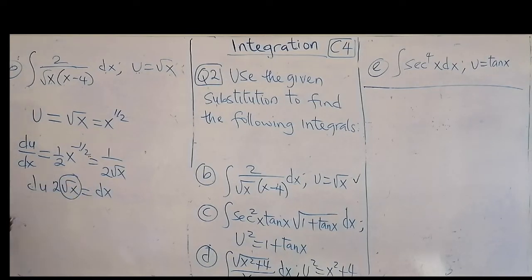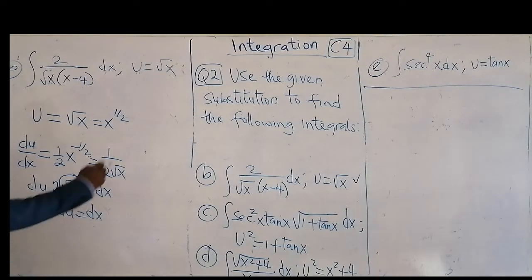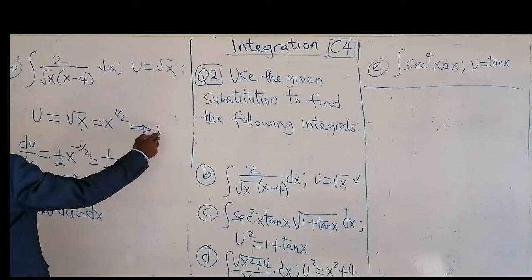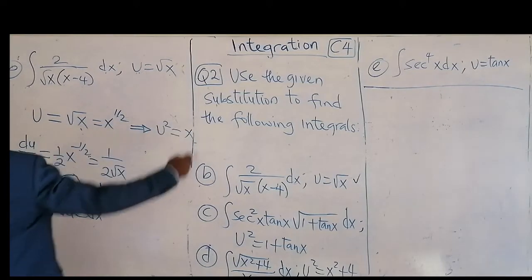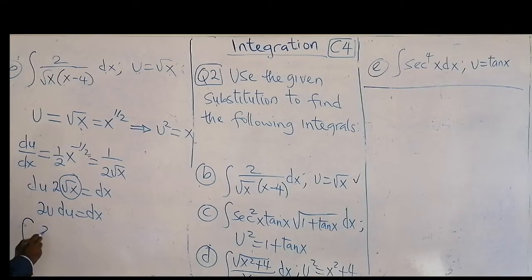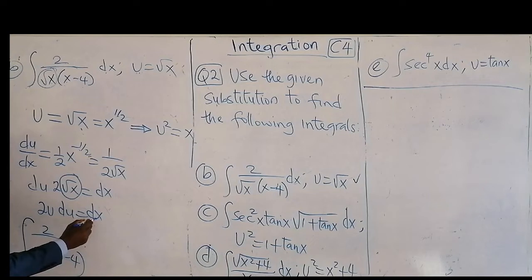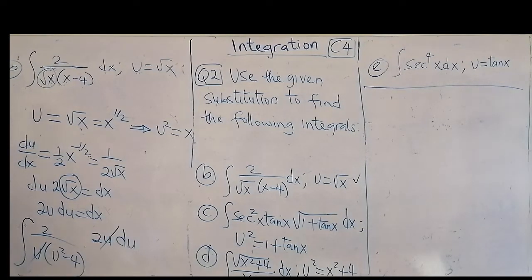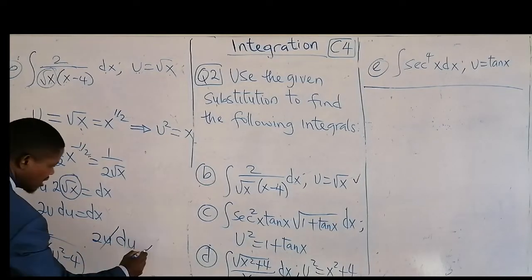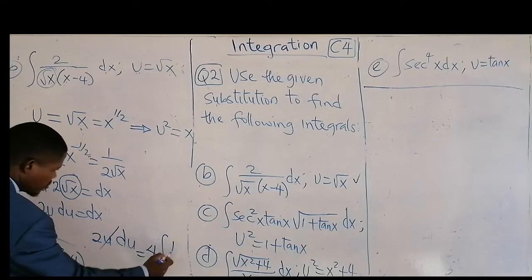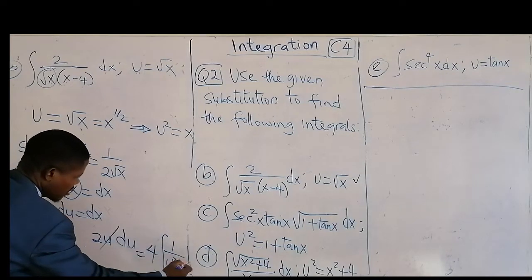This one is u. So we have 2u du equal to dx. Okay? And here also, we can make x the subject. So u squared is equal to x, so let's now begin to substitute. So that will be 2 over u, the brackets, this one, x is u squared minus 4 times dx, which is 2u du. So u and u cancel out. So we now have 2 times 2, that's 4. That can go outside the integration, and that was 1 over u squared minus 4 du.